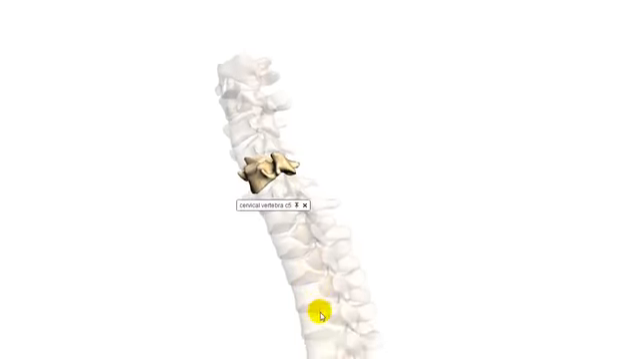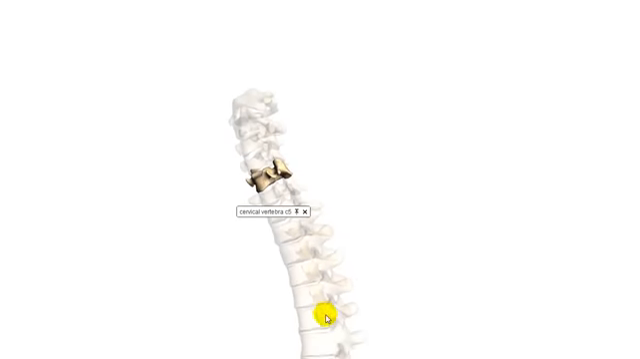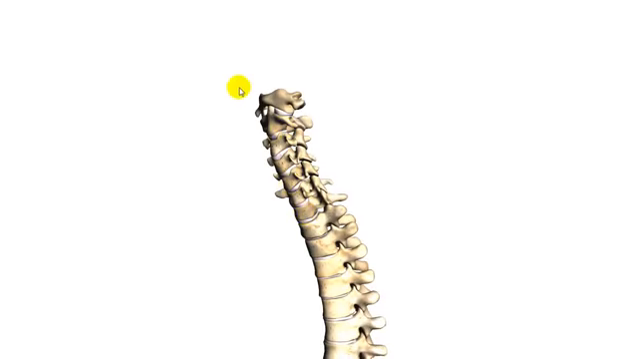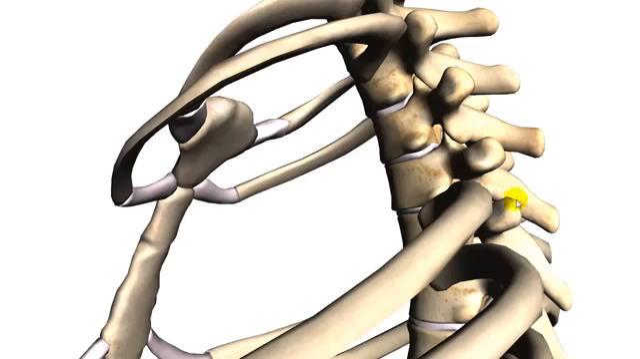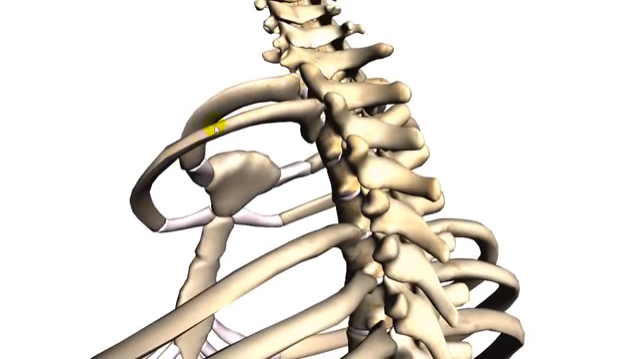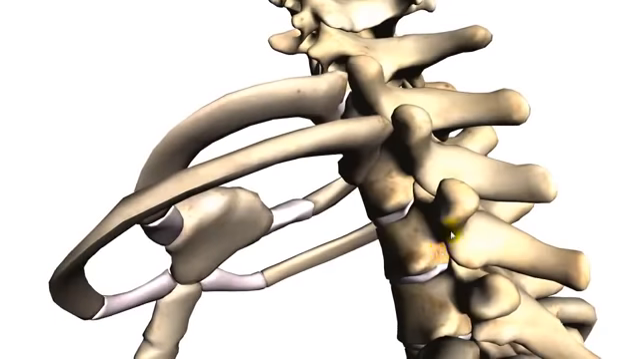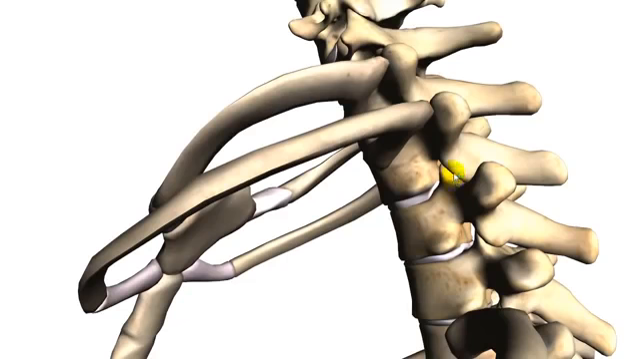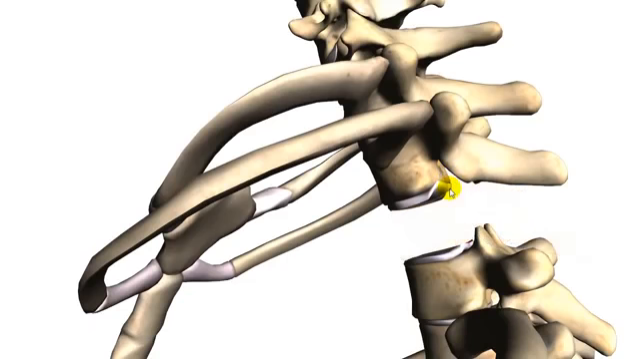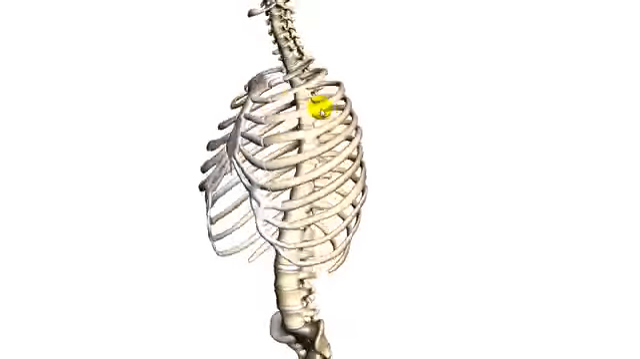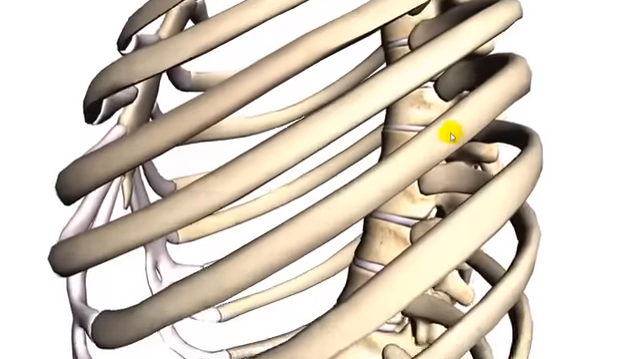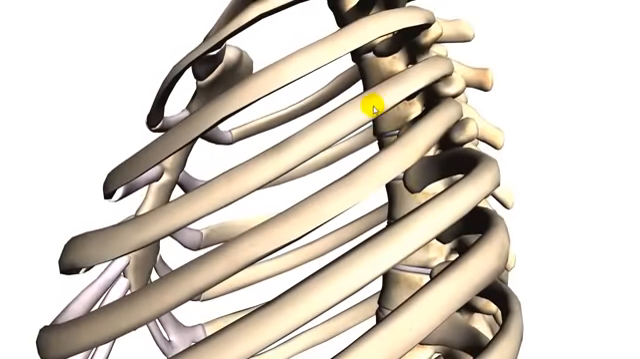Okay, so let's just take a look at the thoracic vertebra articulating with the ribs here. So I've just removed 2 ribs so you can see how this all works. Sorry about that, I just get rid of these ribs again.